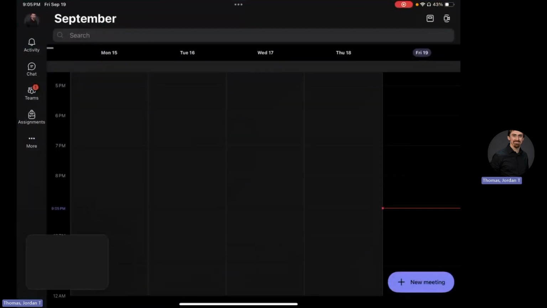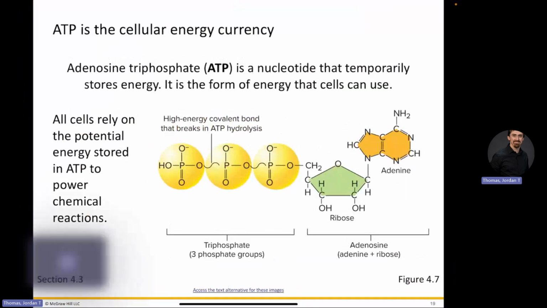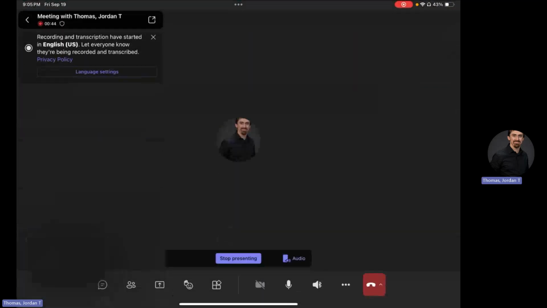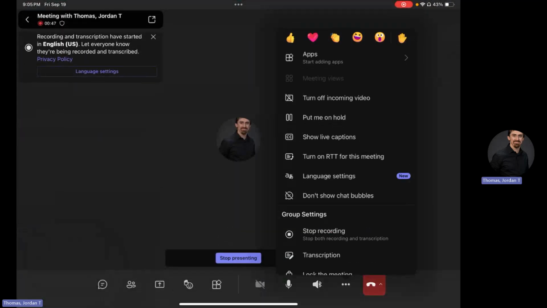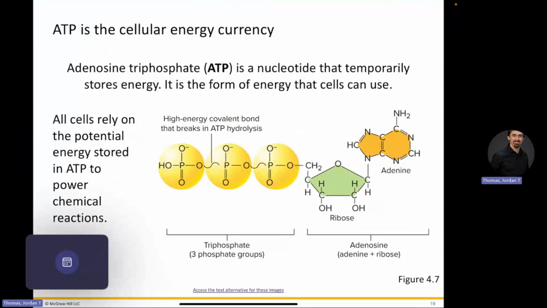Okay, welcome back, class. So today, we just finished going over different types of reactions, such as endergonic, exergonic, and oxidation versus reduction. So now we're going to talk about the next part of this chapter, ATP and enzymes.